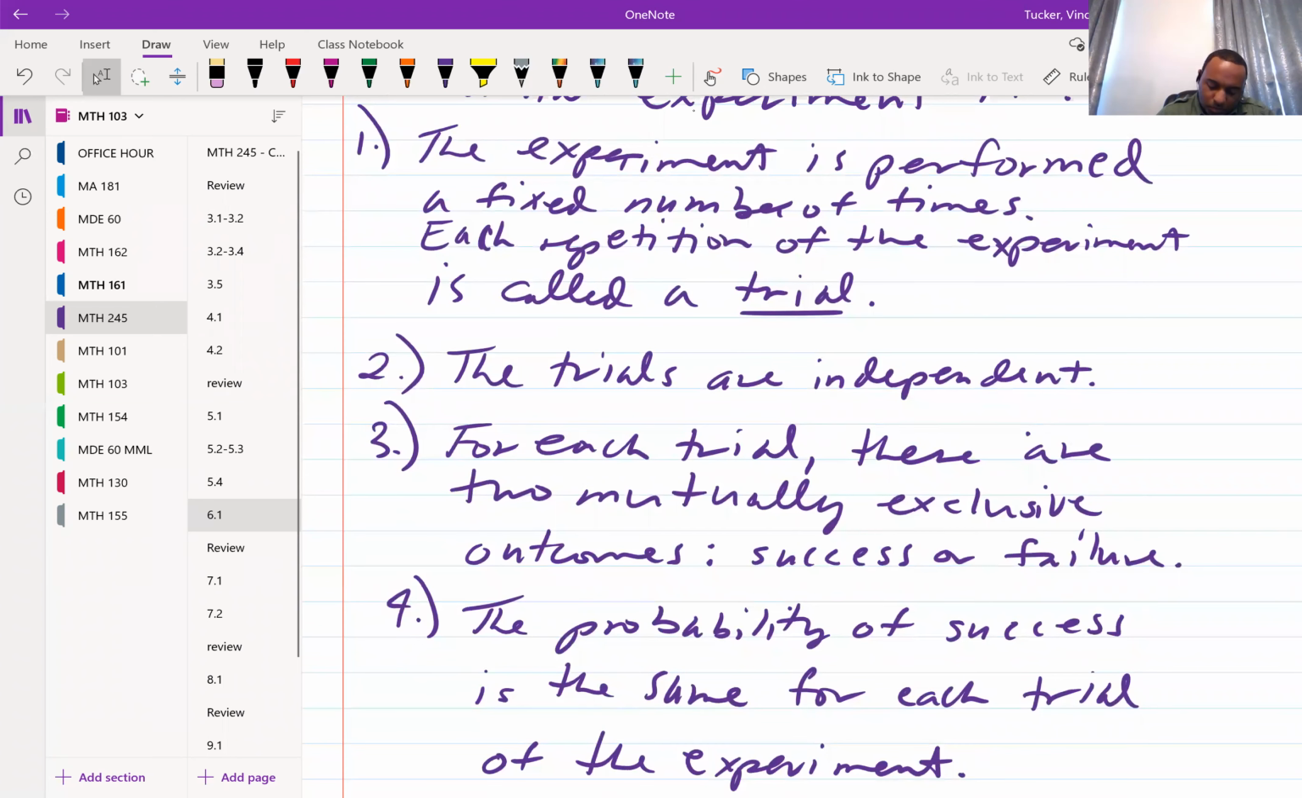All right, notation used in a binomial experiment, a binomial probability distribution. N is the number of trials of the experiment. P is the probability of success. 1 minus P is the probability of failure. And X is the number of successes in N trials. So X is always going to be between 0 and N inclusive.